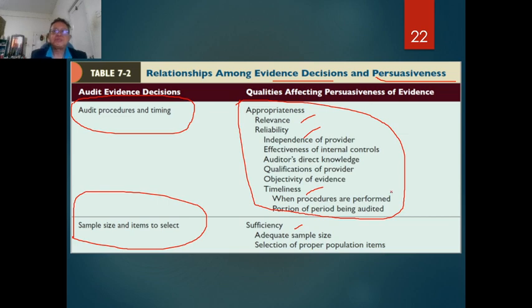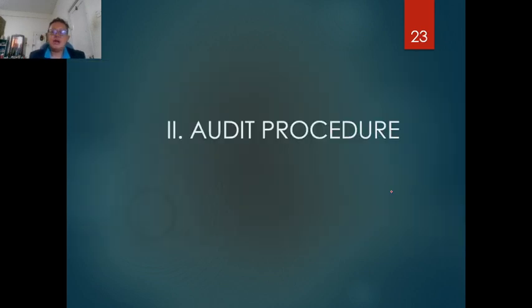Now let us look at audit procedure. Just now we have gained some knowledge about what audit evidence is and what good quality audit evidence is. Now we look at the audit procedure. Audit procedure is the process of gathering the audit evidence, right?